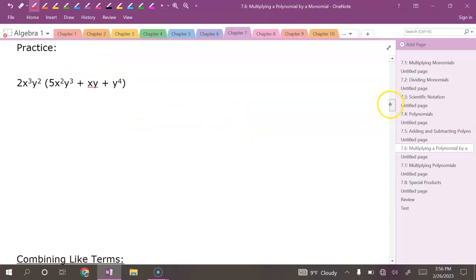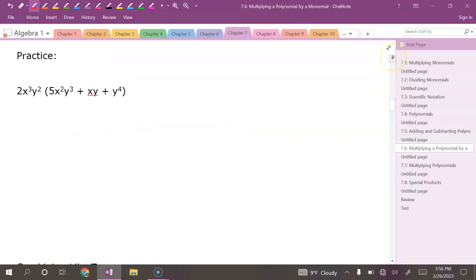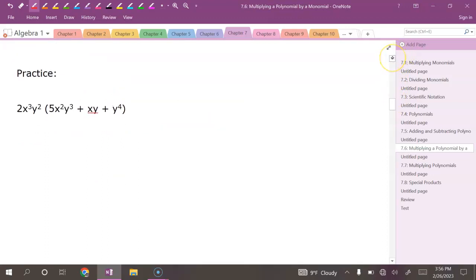So now's your turn to practice with this type of example. So go ahead and take a minute and a half here, and go ahead and do that problem.